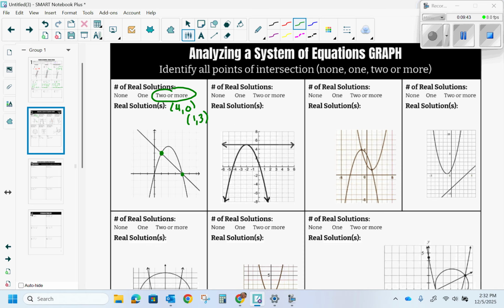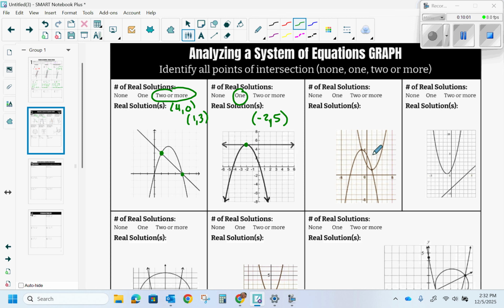What if you have a quadratic and a line that only just hits this at this little vertex here, called a point of tangency? That's going to be one solution, and that is going to be (-2, 5). (-2, 5) is that ordered pair.